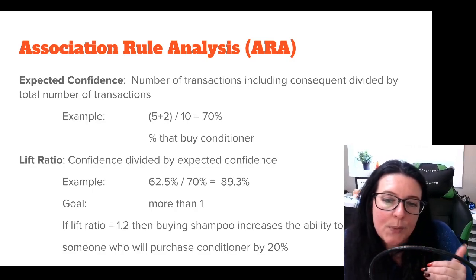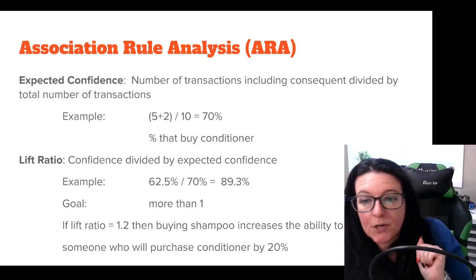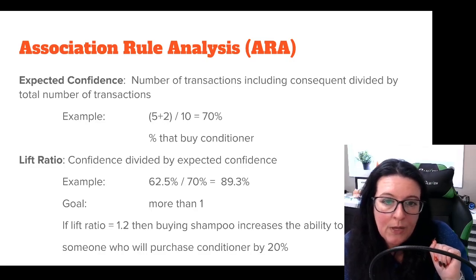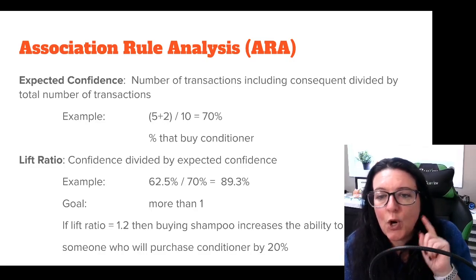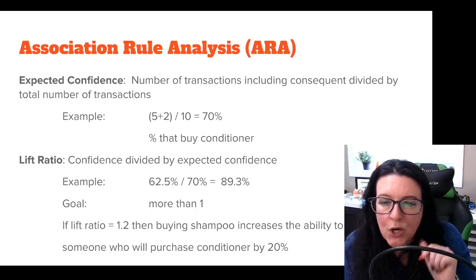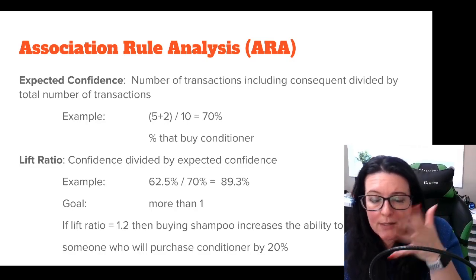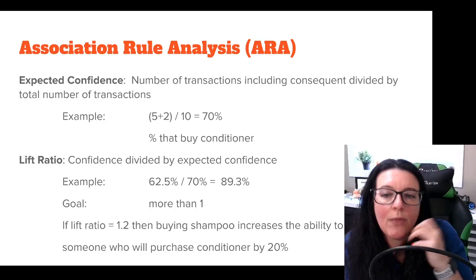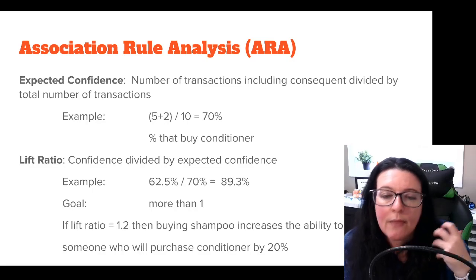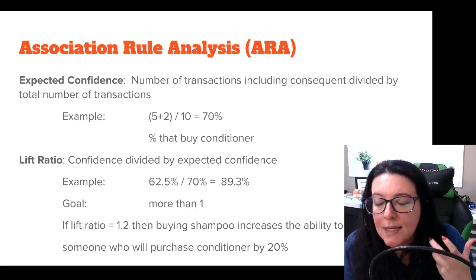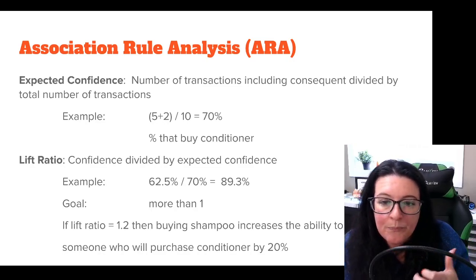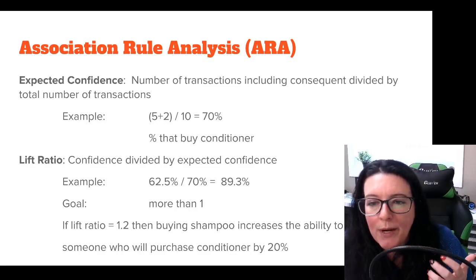What we want is to be able to say, that person who just picked up that shampoo, they're going to buy conditioner as well. So the goal is to have a lift ratio more than 1, which means that you are able to determine that someone is going to do the consequent, the conditioner here, with a better than random chance. If your lift ratio is 1.2, then buying the shampoo would increase the ability to identify someone who will purchase conditioner. We've enhanced that ability by 20%, right?